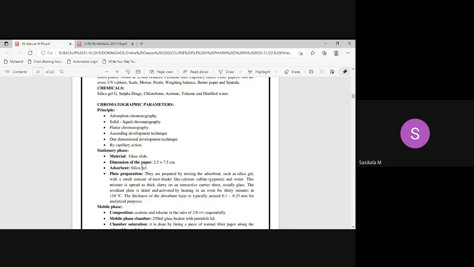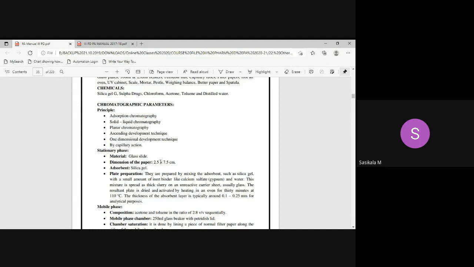Then dimension, here it is slide. The dimension of the slide is 2.5 into 7.5 centimeter. So make a correction here: instead of paper, write slide. While preparing the manual, some typographical mistakes have occurred. Just note down, whatever correction we make now will be altered in the forthcoming years. In your observation, just strike out paper and write dimension of the slide.